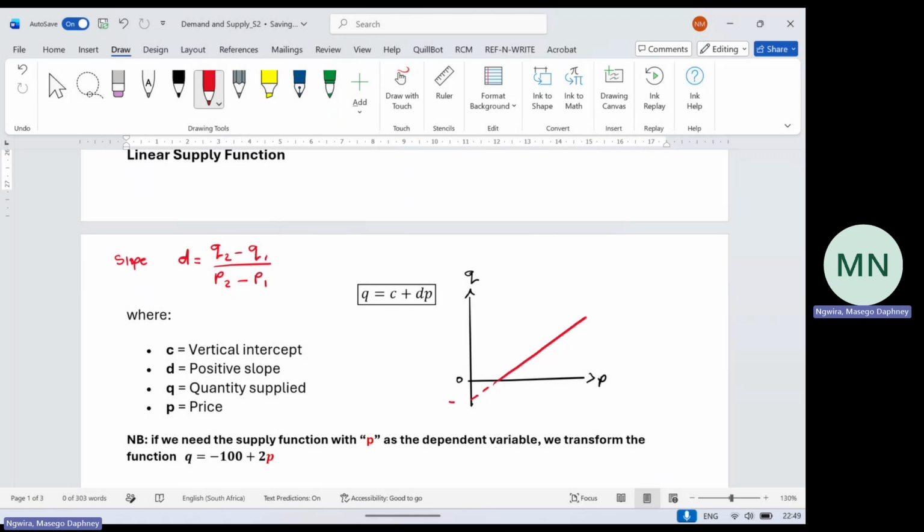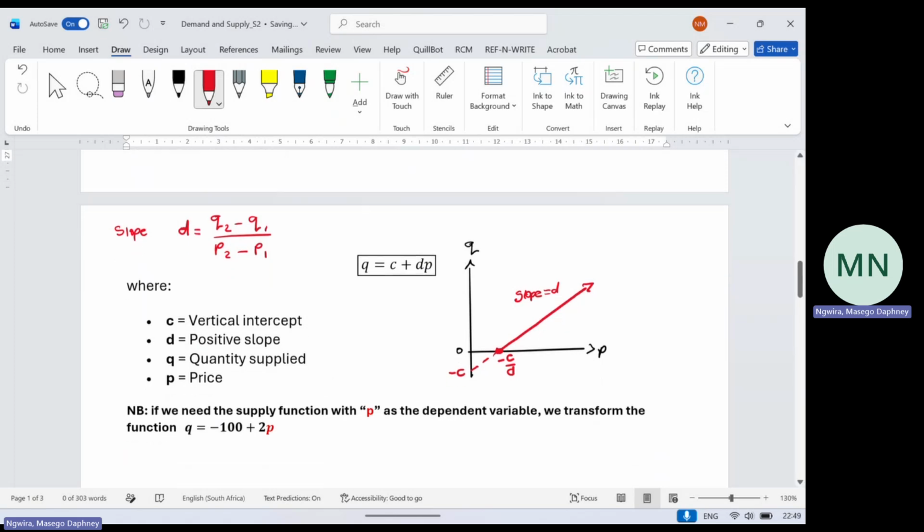So this will be a negative C, and this one here is going to be negative C over D. Again, you get this by solving. That's where my graph touches the P axis, the price. The slope for this one is D, a positive slope, as you can see. C is the vertical intercept, with a positive slope, quantity supplied is Q, and P is the price.